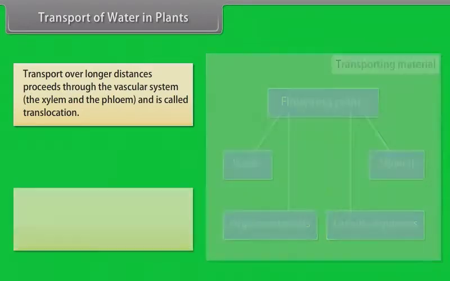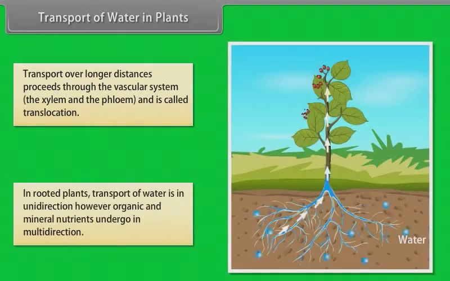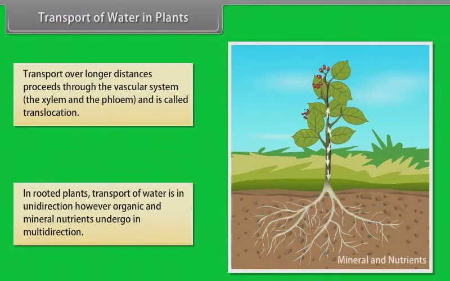You will be surprised to know that in rooted plants, transport in xylem is essentially unidirectional from roots to the stems. Organic and mineral nutrients, however, undergo multidirectional transport. Now we will learn about the means of transport for short distances in plants.